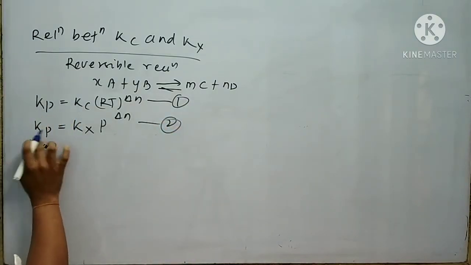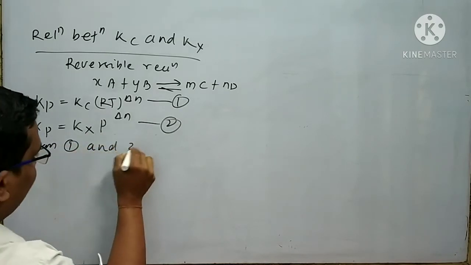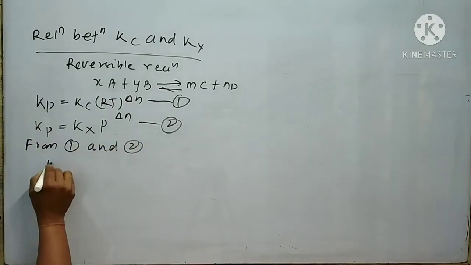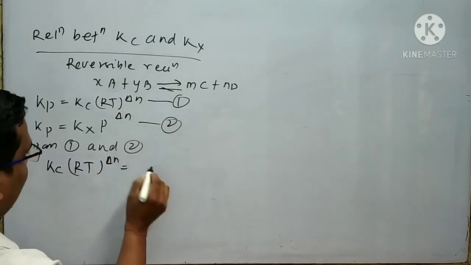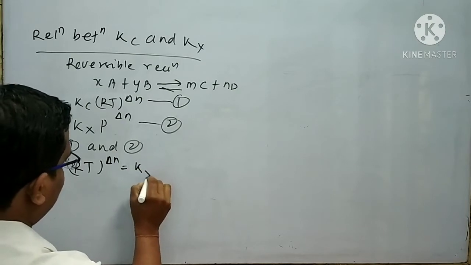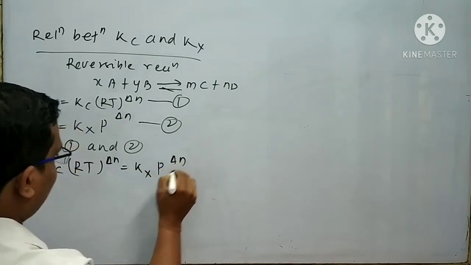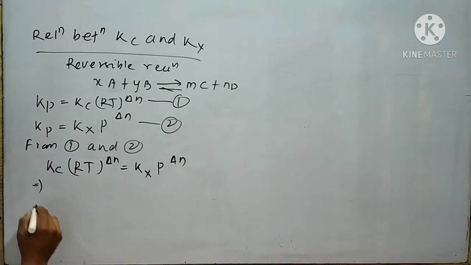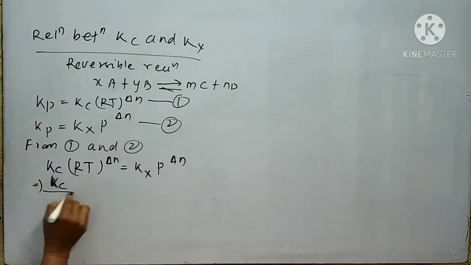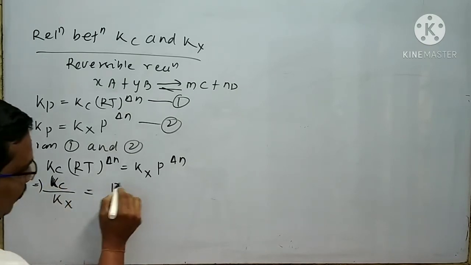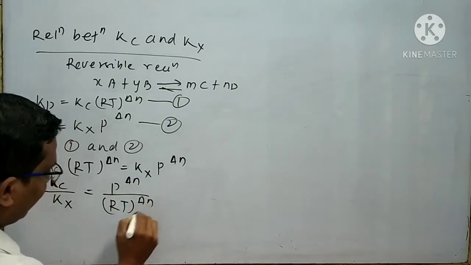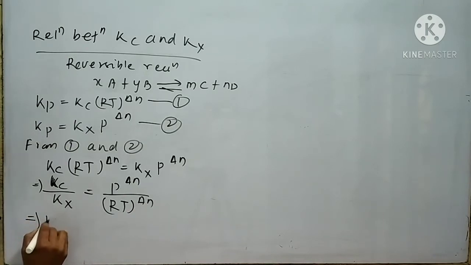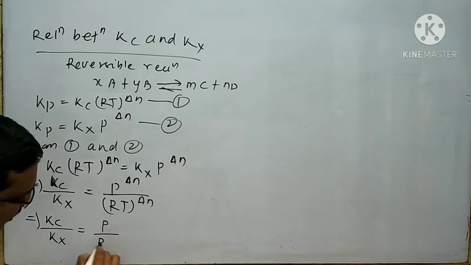From equation 1 and 2, I can write Kc into RT to the power del n equal to Kx into P to the power del n. Similarly, I can write Kc divided by Kx equal to P to the power del n divided by RT to the power del n. This implies that I can write Kc divided by Kx equal to P by RT whole to the power del n.